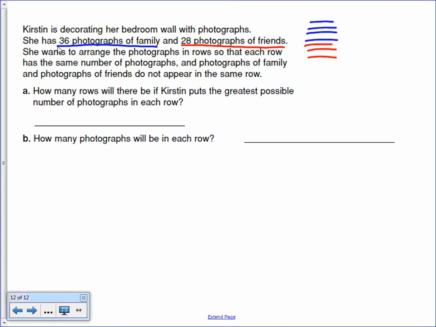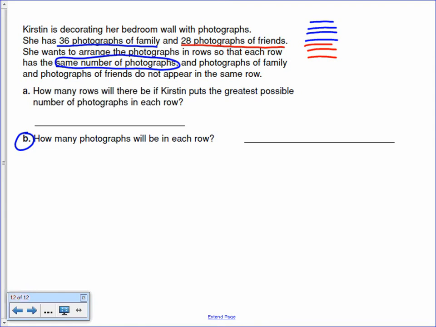So question A asks, how many rows will there be if Kirsten puts the greatest possible number of photographs in each row? But actually, if I look at B first, how many photographs will there be in each row? That might be actually a better thing to answer first before we go on to A. So how many photographs will be in each row? Remember, every row has to have the same number of photographs.